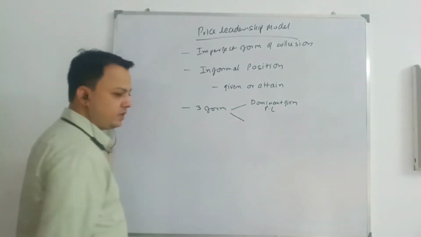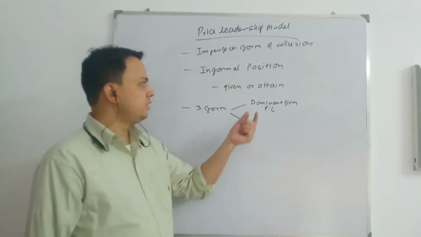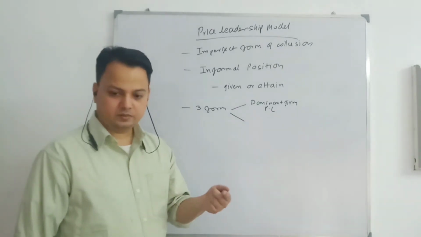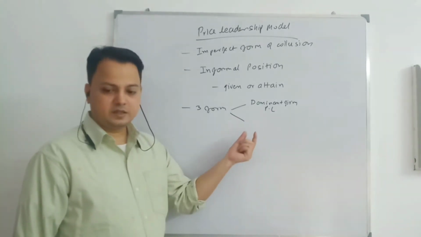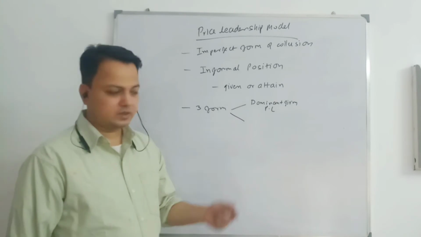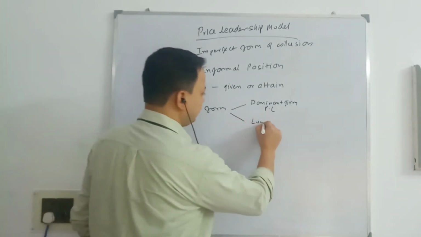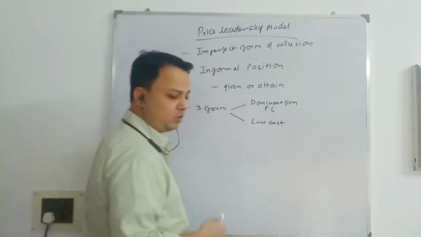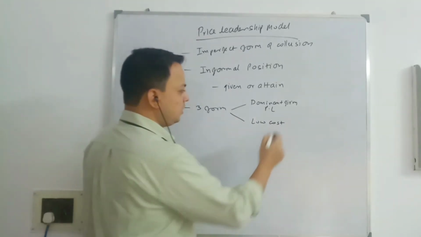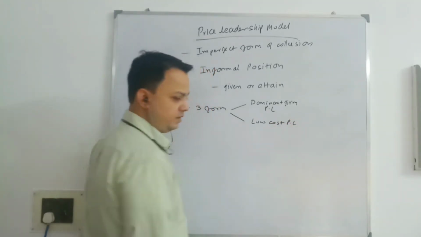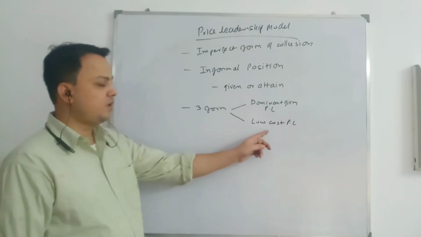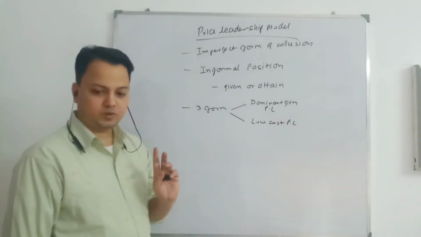Second, I talk about leadership that comes spontaneously. Why does this leadership arise? Due to technical reasons. You have a low cost firm that produces output at a lower cost than other firms. So this firm will be the price leader, and the other firms have to charge the price charged by this low cost firm.